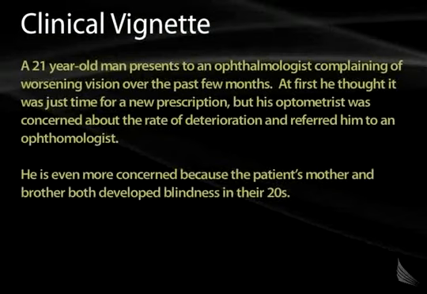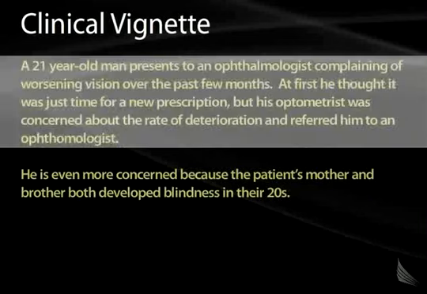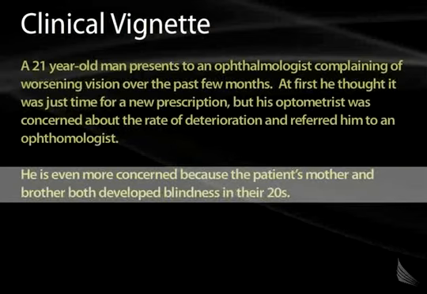Now, oxidative phosphorylation can have defects in it leading to clinical disease, as described in the following clinical vignette. A 21-year-old man presents to an ophthalmologist complaining of worsening vision over the past few months. At first, he thought it was just time for a new eyeglass prescription, but his optometrist was concerned about the rate of deterioration and referred him to an ophthalmologist. He's even more concerned because the patient's mother and brother both developed blindness in their 20s.